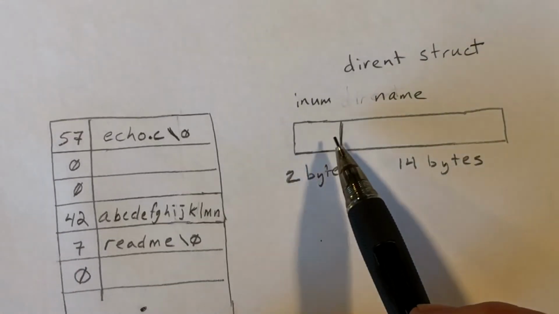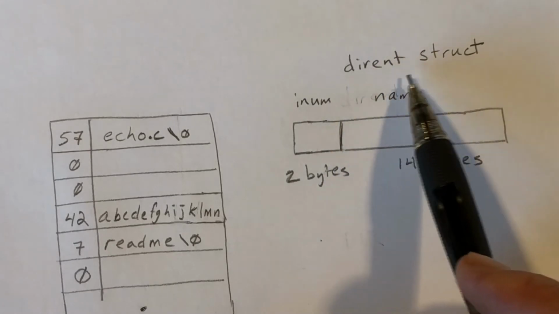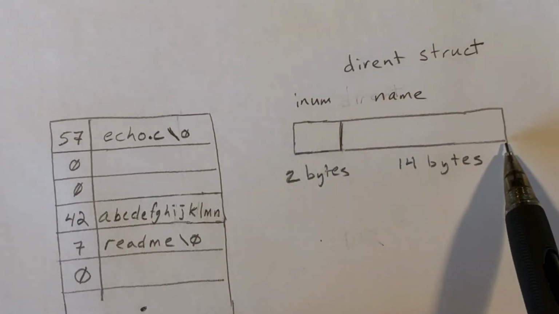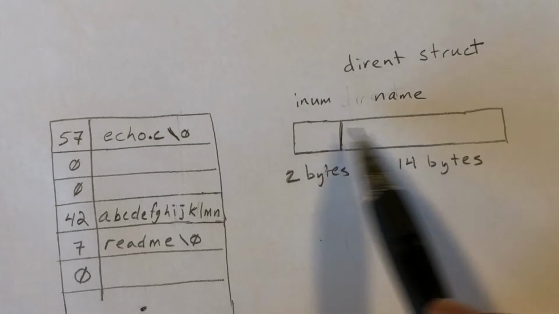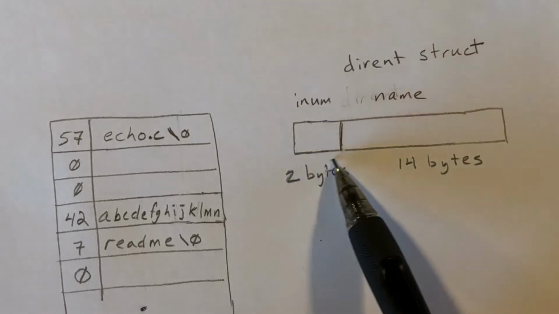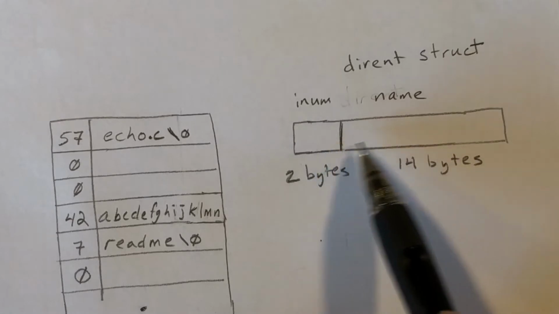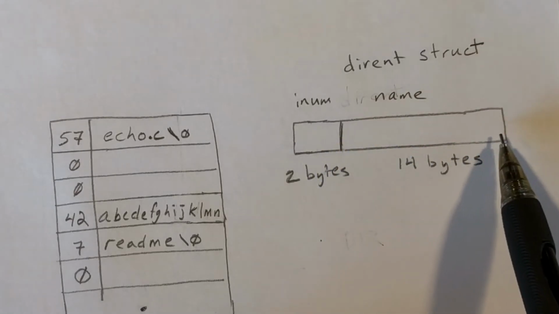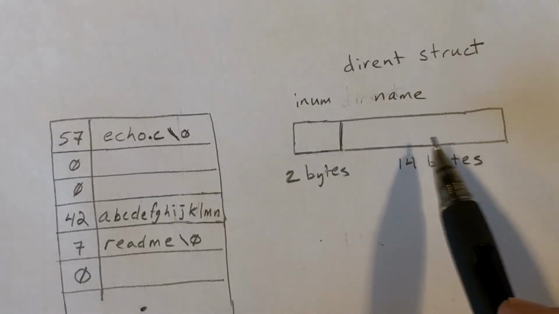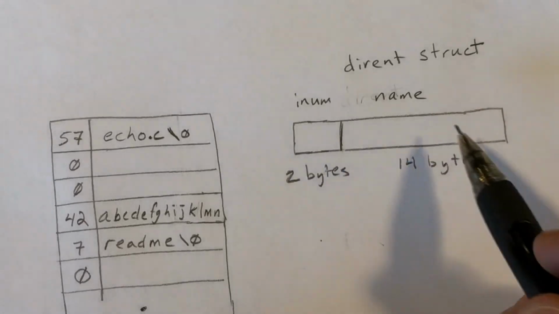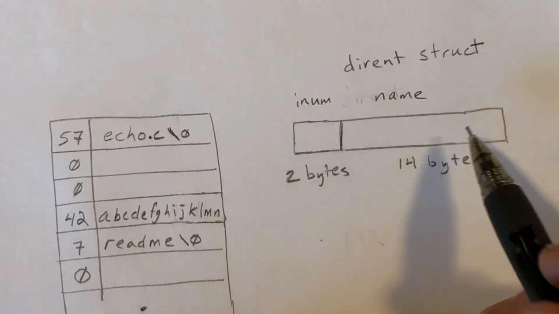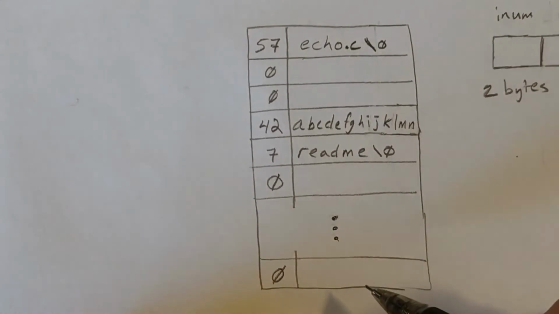So let me remind you what the directories look like. We have this directory entry structure that's 16 bytes in length. It has two fields. The inum field is only 2 bytes, and it has the inumber of the file. And then we have 14 bytes for the name of the file. If the name is shorter than 14 bytes, it will be followed by a null byte. And a directory is just a file that contains an array of these.